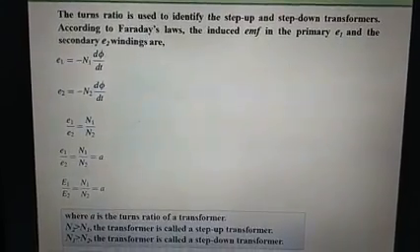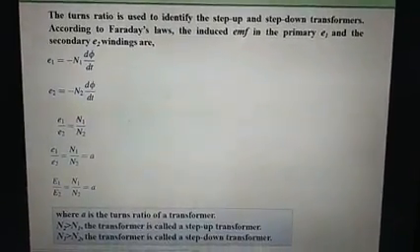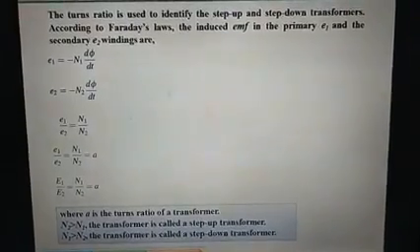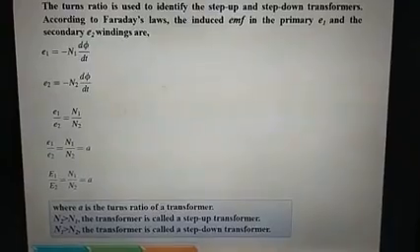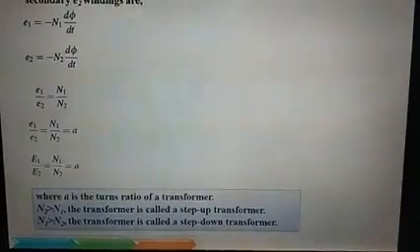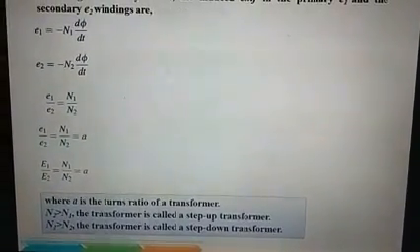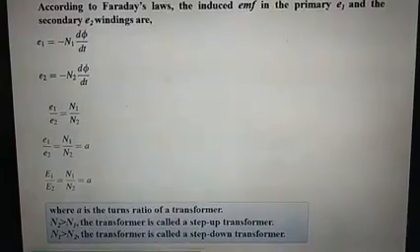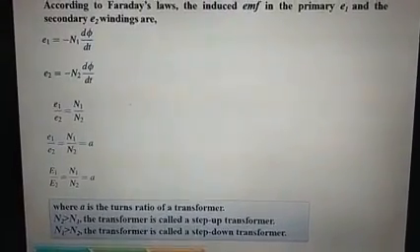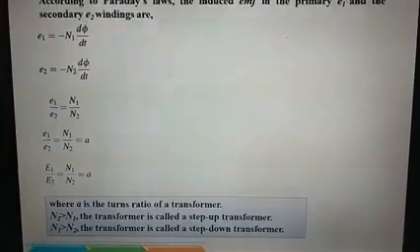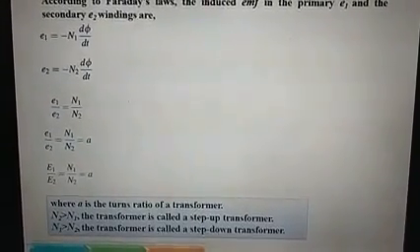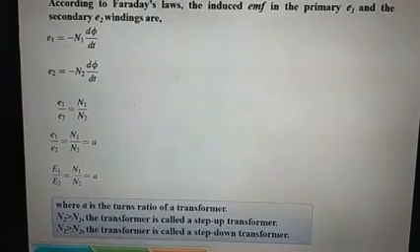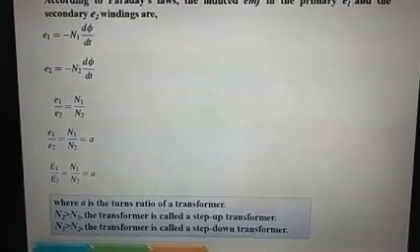So this E1 and E2 is the EMF in the primary side and EMF in the secondary side, and N1 by N2 is called as the turns ratio, and here it is denoted by A. Now when N2 is greater than N1, the transformer is called a step up transformer, because if the number of turns in secondary winding is higher compared to the number of turns in primary side, at the secondary side, means across the load, you are getting higher voltage compared to the primary side, so it is called step up transformer. Your voltage is going to be increased.